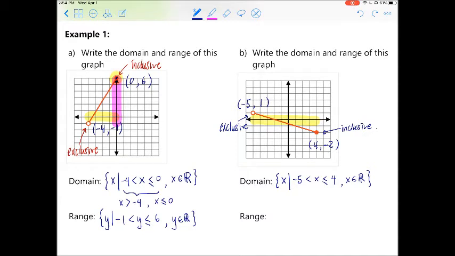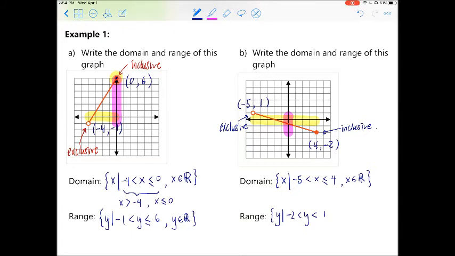For range, we're going to open the bracket again. Range is in terms of y, and the lower limit for y is -2, and the upper limit is +1. So we're going to write y is in between -2 and 1.